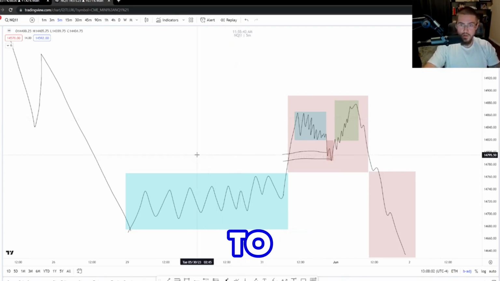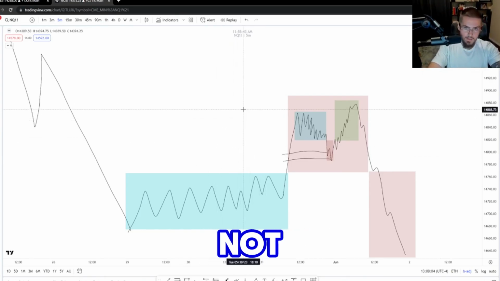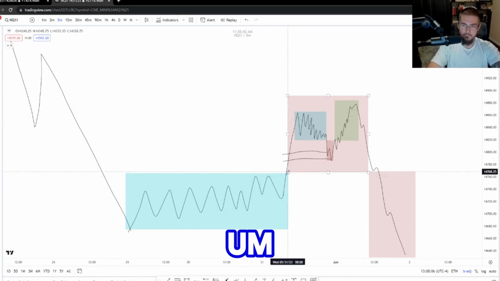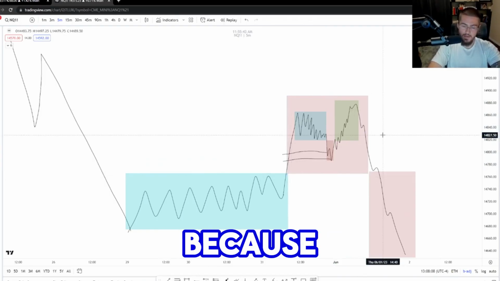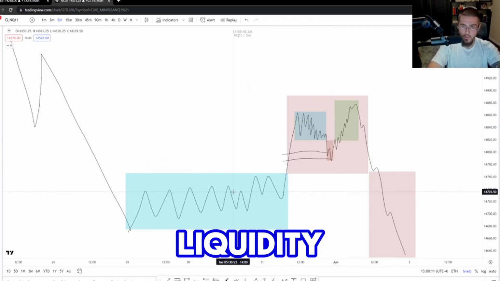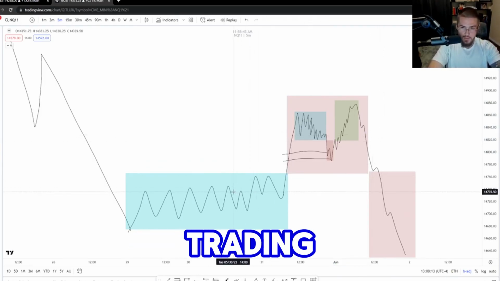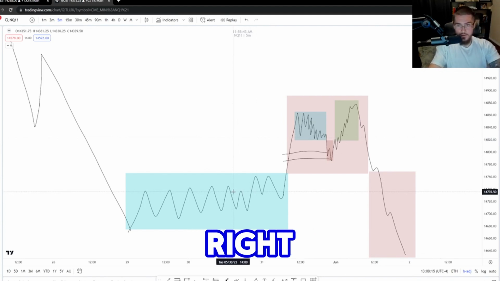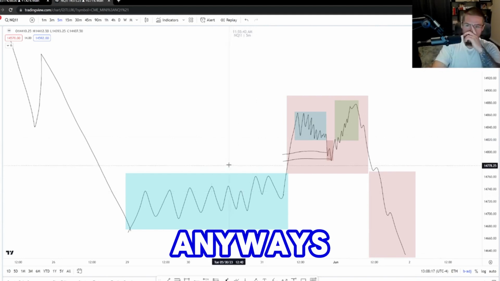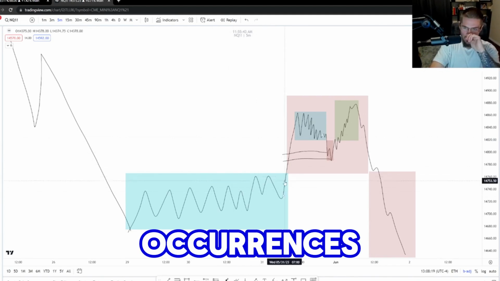If you're looking to trade the Asia session with ES, you're probably not going to get accurate these kind of conditions, because there's not a huge accumulation of liquidity at the Asia Open, because you're not trading something that is traded during the Asia session, right? But anyways, let's say you're looking for these occurrences in price.